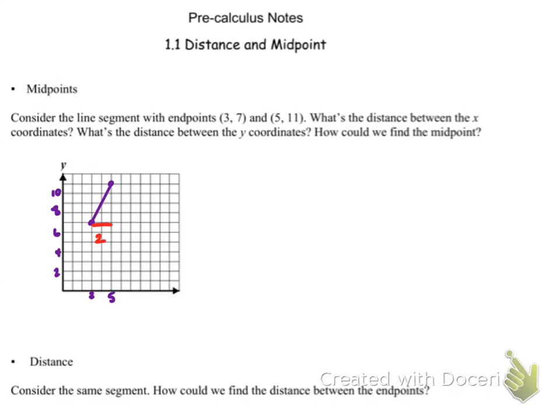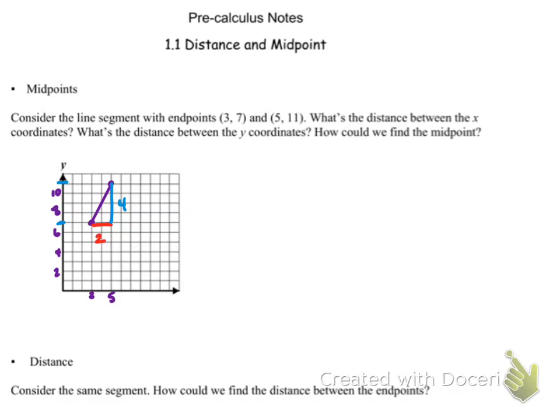And that would be 2. And then I want to know what's the distance between the y values. And so here, I'm going from 7 up to 11, and that is 4. Okay, so that gives me that part. So I just found it there by counting it. But if I'm actually using, how could we find the midpoint then?